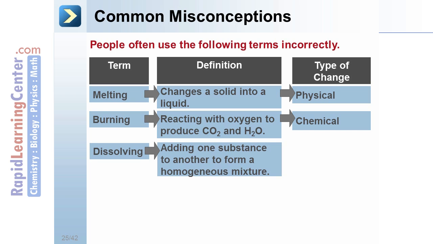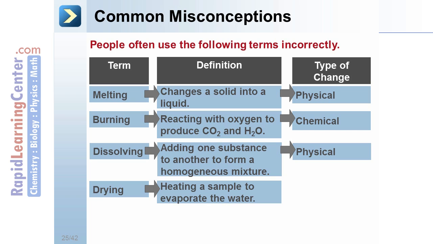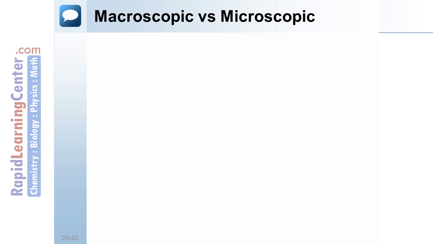Dissolving is adding one substance to another to form a homogeneous mixture. It's a physical change. Drying is heating a sample to evaporate the water, such as when you dry your clothes, and that is a physical change.